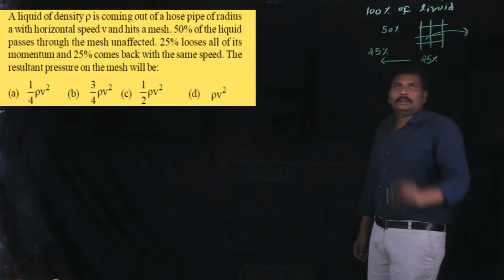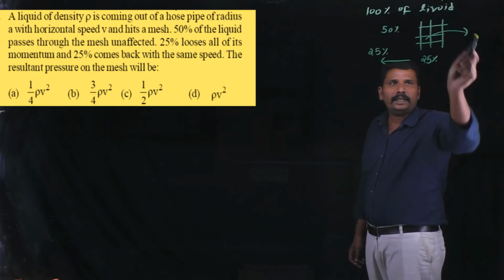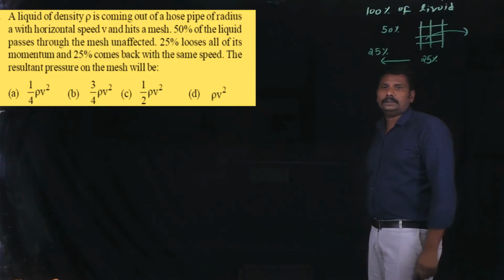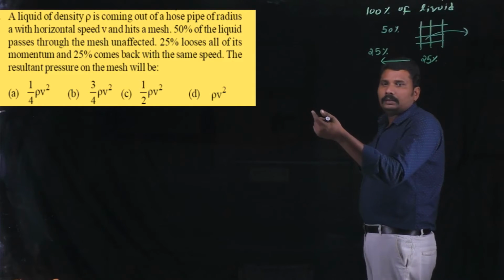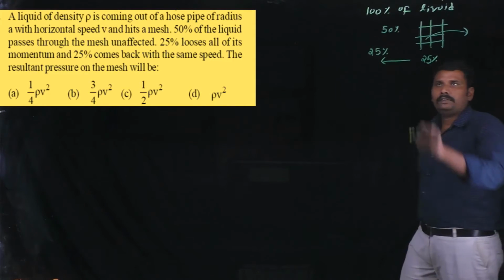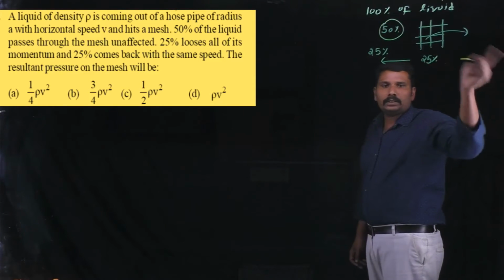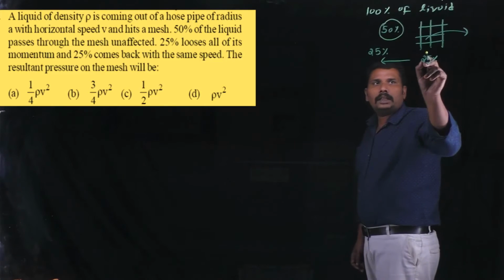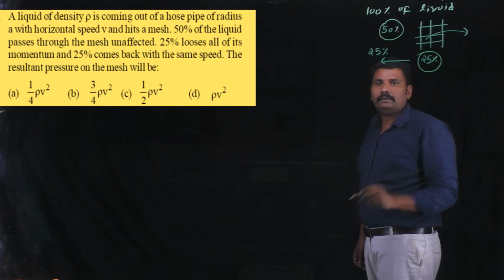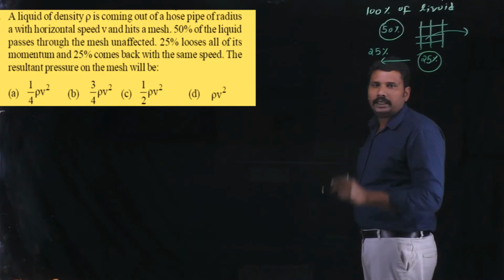The liquid which comes out from the mesh, it means it penetrates through the mesh. There is no force acting on that liquid. In the question, clearly, 50% of the liquid passes through the mesh unaffected. This 50% is unaffected and penetrates through the mesh, and the force is acting on the remaining 25% of the liquid that stays on the mesh and the remaining 25% that rebounds with the same speed.